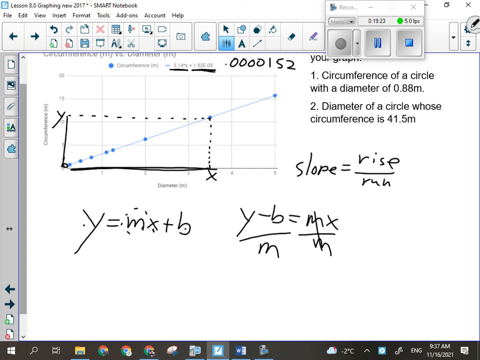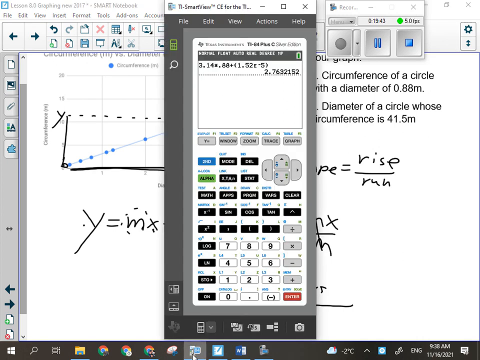Okay, so I'm going to have 41.5 minus that tiny little number, which is effectively 0. Okay, so 1.52 times 10 to the minus 5, divided by 3.14. So basically I'm taking the circumference and dividing by pi and getting my diameter. Okay, so I'm going to have 41.5 minus 1.52 times 10 to the negative 5, and then divide that by pi.